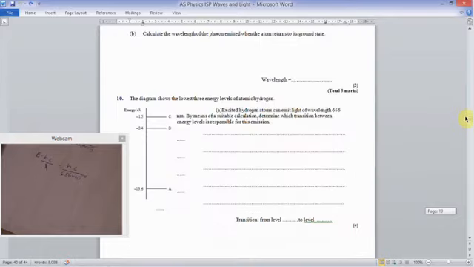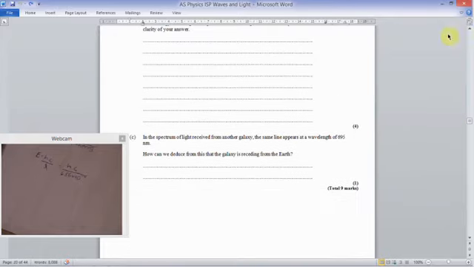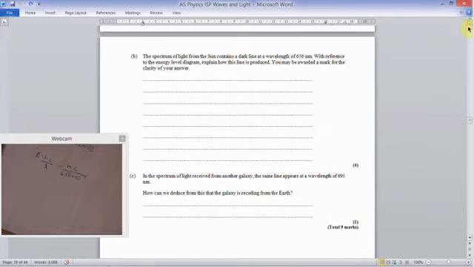Question 10, there we go. The spectrum of light from the sun contains dark lines at that wavelength. With reference to the energy level diagram, explain how this line is produced. You may be awarded a mark for clarity of your answer. Okay, so essentially we've got hydrogen around the outside of the sun, and if it's got dark lines, that's absorption. Bright lines is emission. So it's absorbing photons of this wavelength.